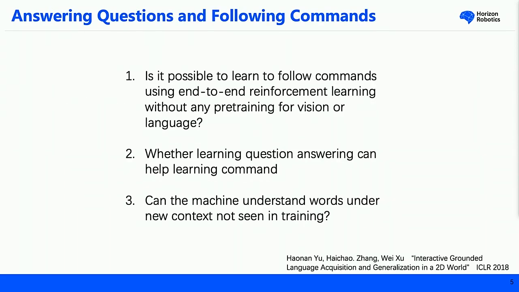For this one, we are trying to do answering questions and following commands. This is the work we published at this year's ICLR conference. For this work, we tried to study several things. First is to see whether it's possible to learn to follow commands using end-to-end reinforcement learning without any pre-training for the vision or language. The second thing we want to study is whether training question answering together will help the agent learn to follow navigation more efficiently. And the third thing we want to see is whether the agent can have generalization ability about language, for example, whether it can understand a word in a different context, which is a very important language capability for humans.